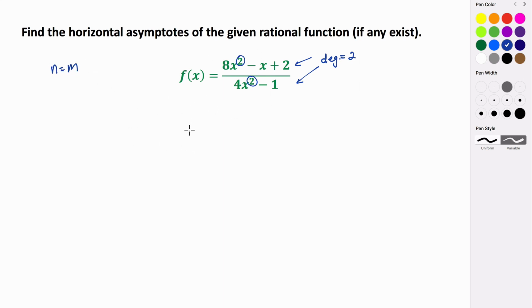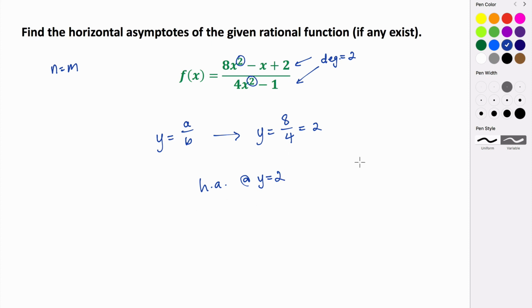That means that there is a horizontal asymptote, and it has the equation y equals a divided by b, where a and b are just the coefficients of the highest degree term for our numerator and denominator. So the horizontal asymptote is going to be at y equals 8 divided by 4, which is 2. So we have a horizontal asymptote at y equals 2.